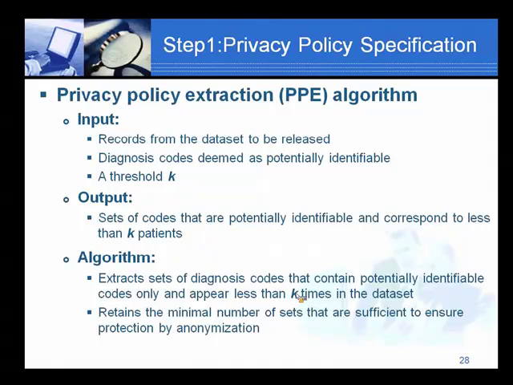First, let me briefly explain the privacy policy extraction, or PPE, algorithm. This algorithm gets some data and some diagnosis codes that are deemed as potentially identifiable. I will explain more on this later. And what it does is to find a set of codes that are potentially identifiable but correspond to less than K patients. This set of codes is basically what needs to be protected. This algorithm extracts this set of codes and also does some post-processing to reduce the sets of codes that need protection.